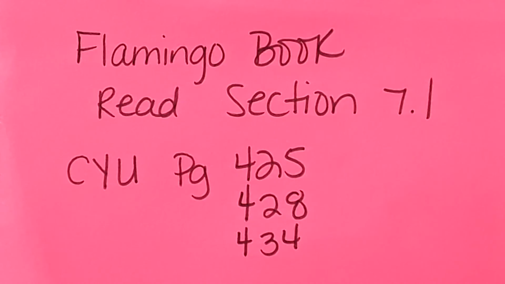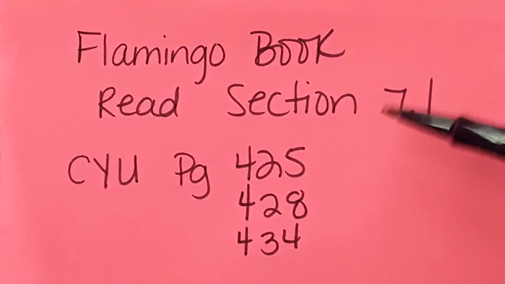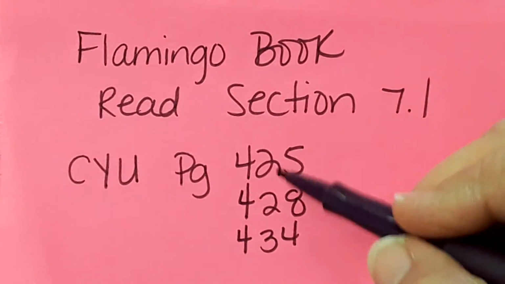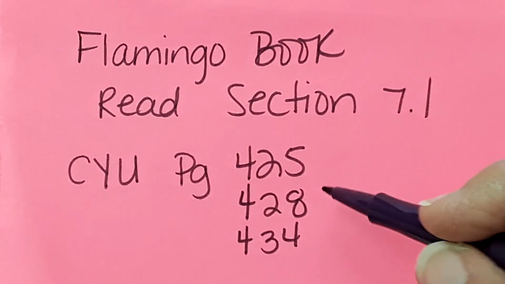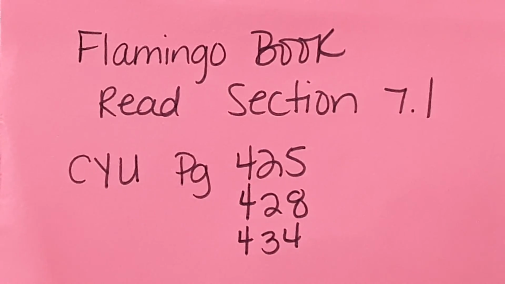Okay, so tomorrow we'll go over those, and then in your Flamingo book, I want you to read section 7.1, and I want you to do the check your understandings on page 425, 428, and 434. Okay?